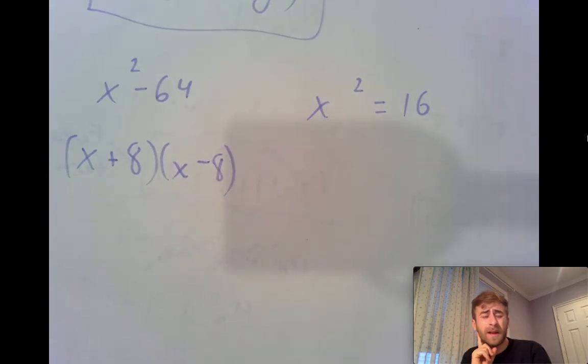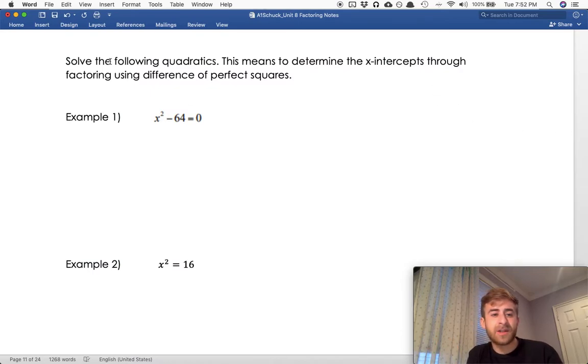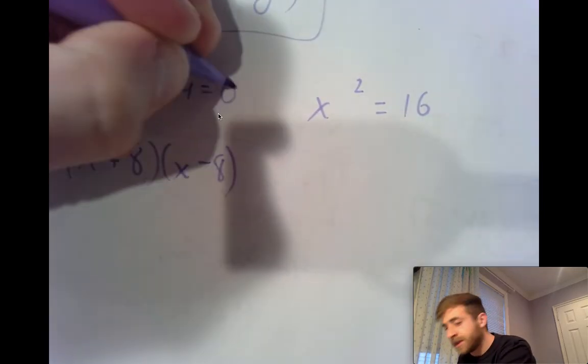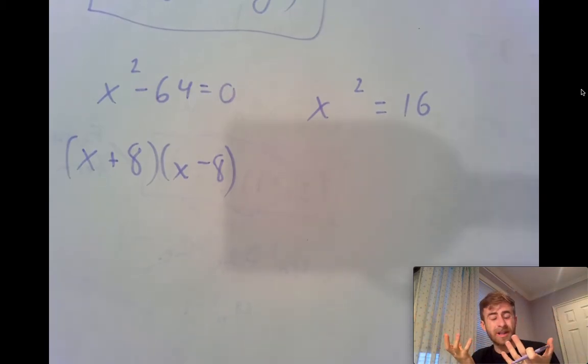And now one other thing just to mention, right? We're factoring these things, but this is asking to solve the following quadratics. This means to determine the x-intercepts through factoring using difference of perfect squares. Now, we didn't write this originally, but this was really equals 0. And again, this is like back to a couple lessons ago for what factoring is even for.